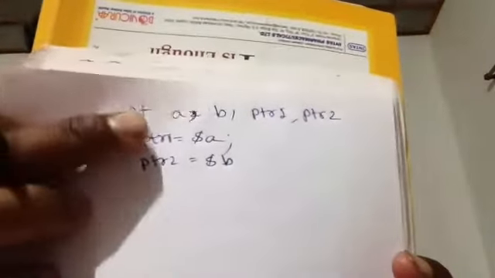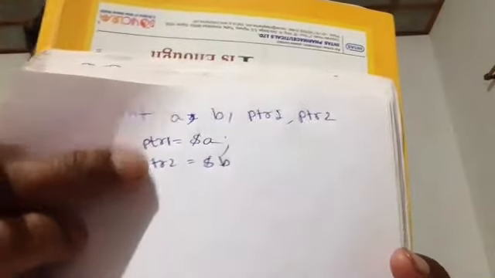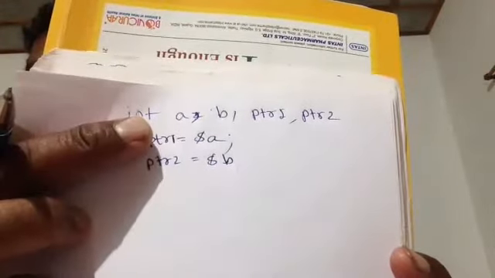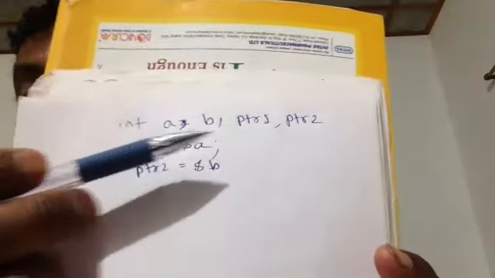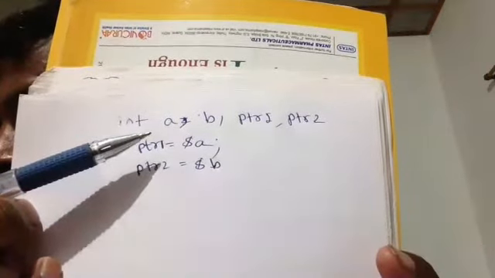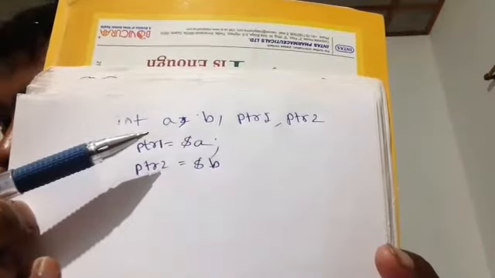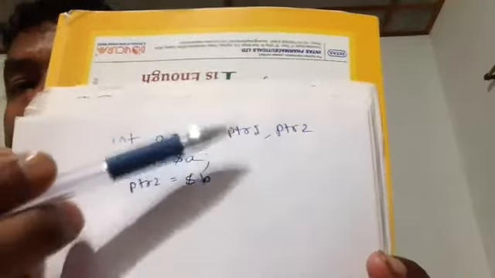So before that what to do? I declared a and b only, na? So before that what to do? Sir, declare pointer ptr1 and ptr2. So it's already there, na? Star mark.